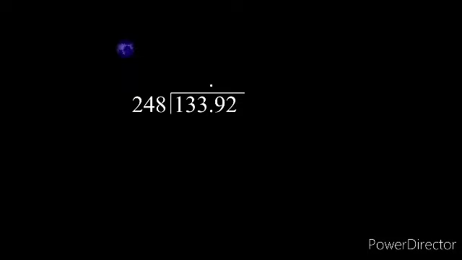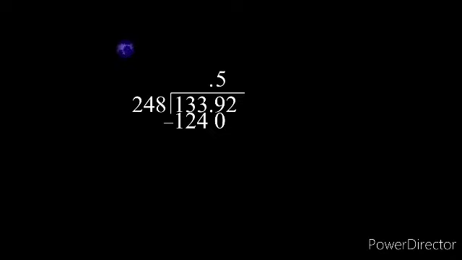Okay, so 133 divided by 248, it cannot be, so I am going to bring down the 9 in order to divide the problem. So 1,339, how many 248 are there? Okay, there are 5. So 5 times 248 equals how many, class? How much? Okay, the answer is 1,240.